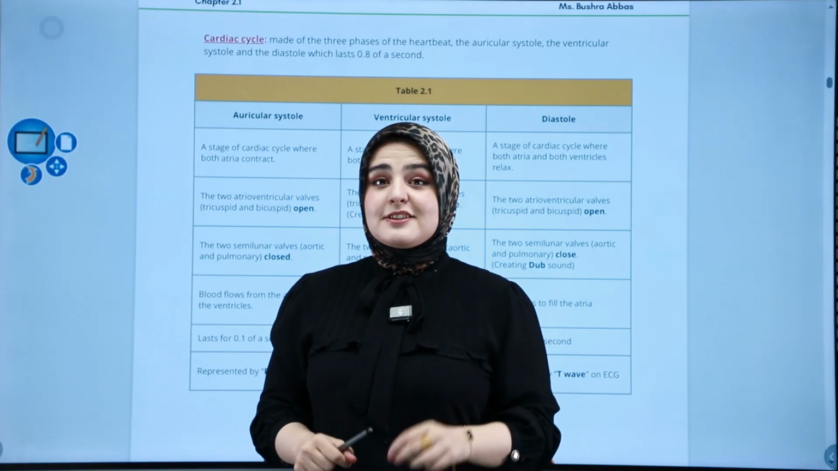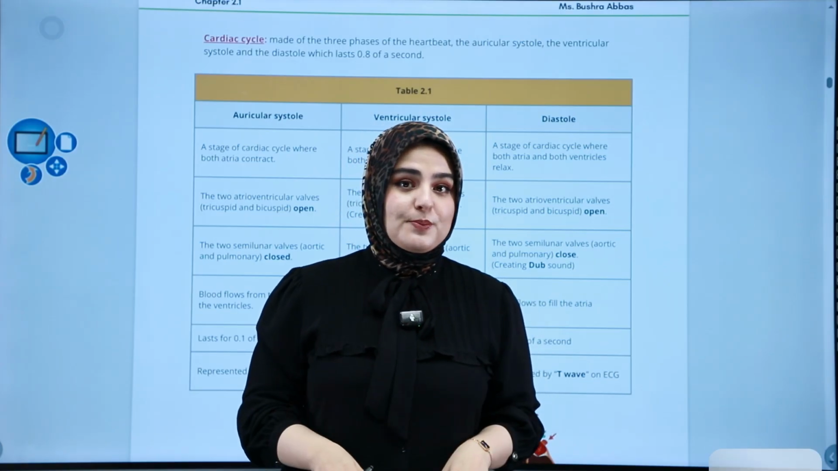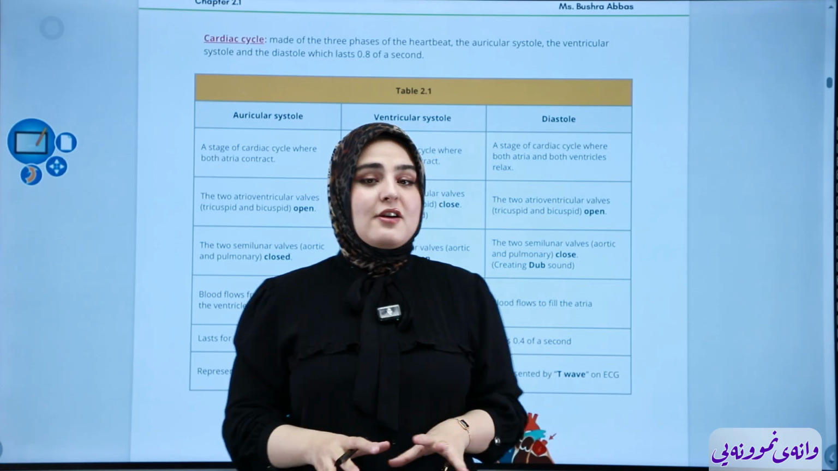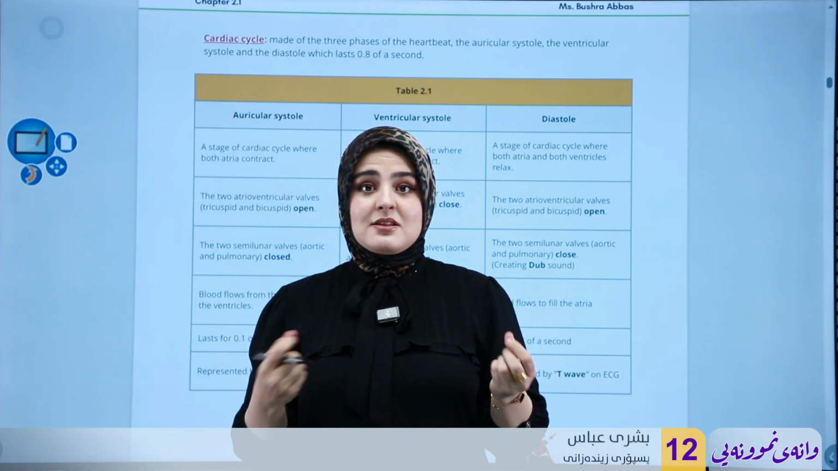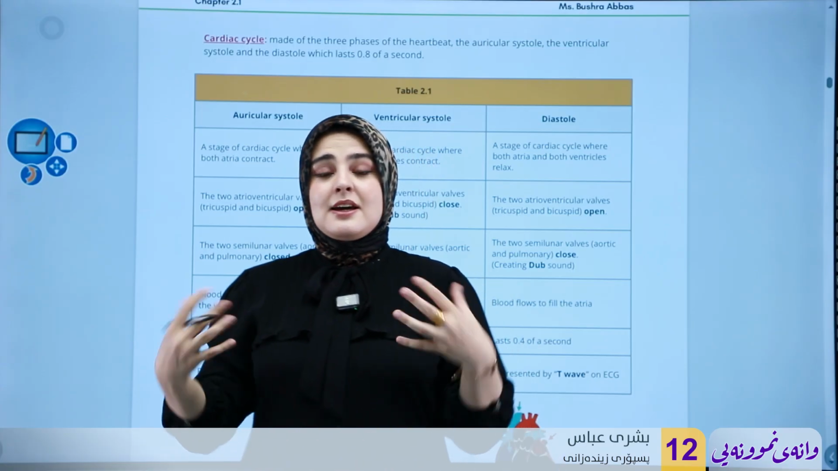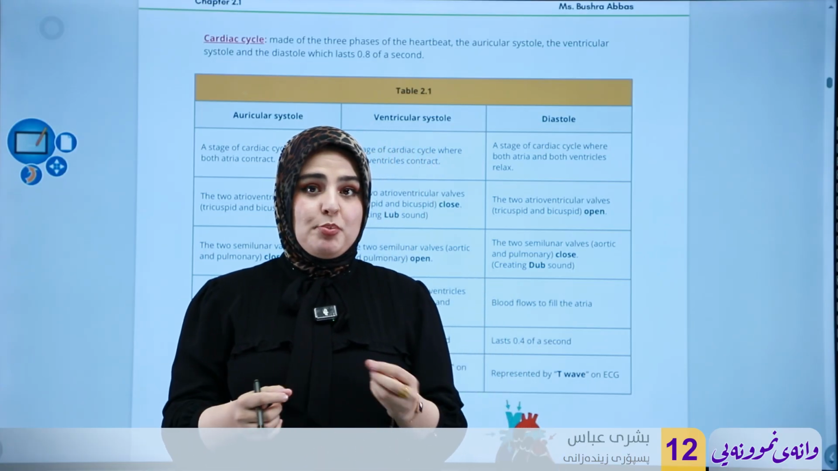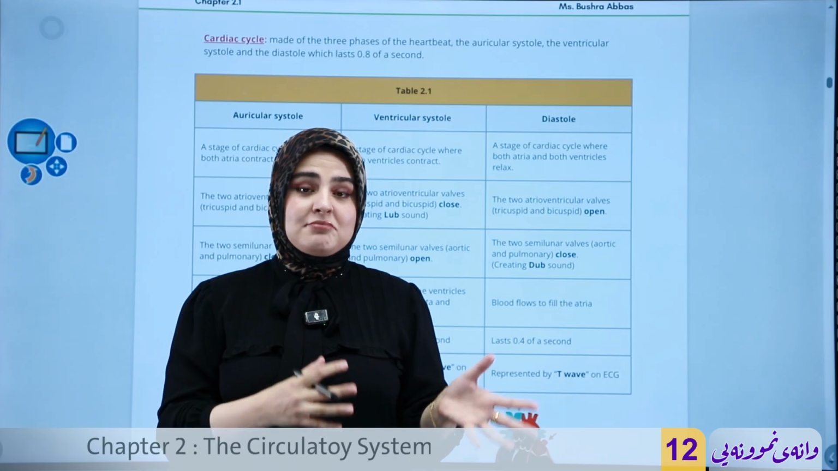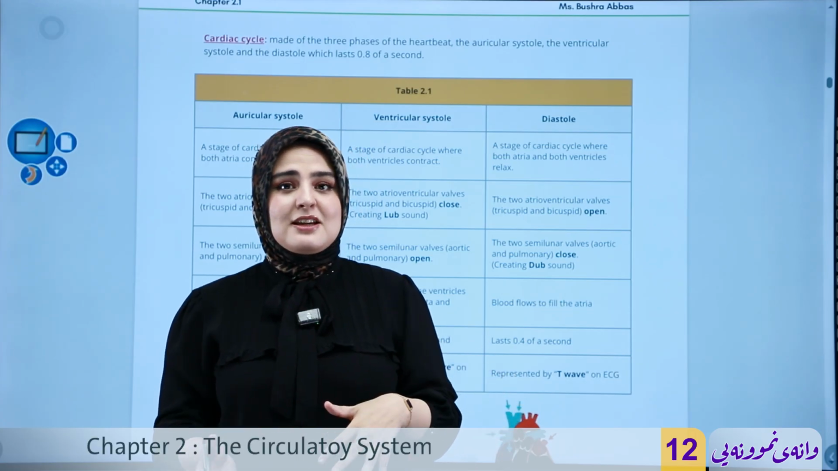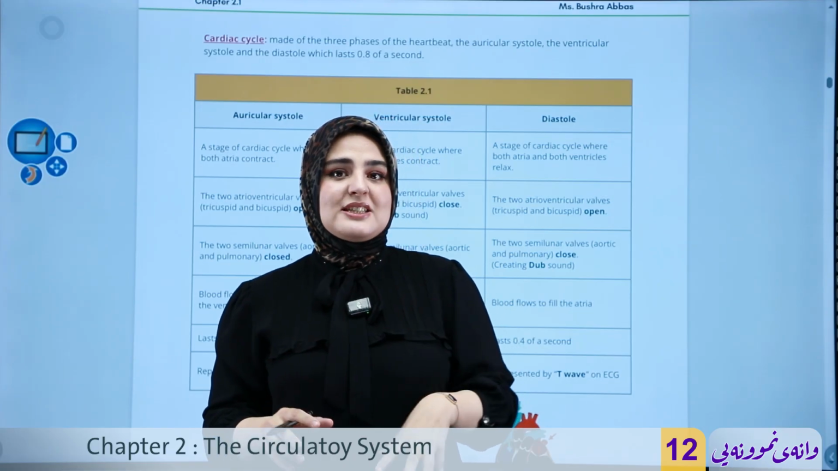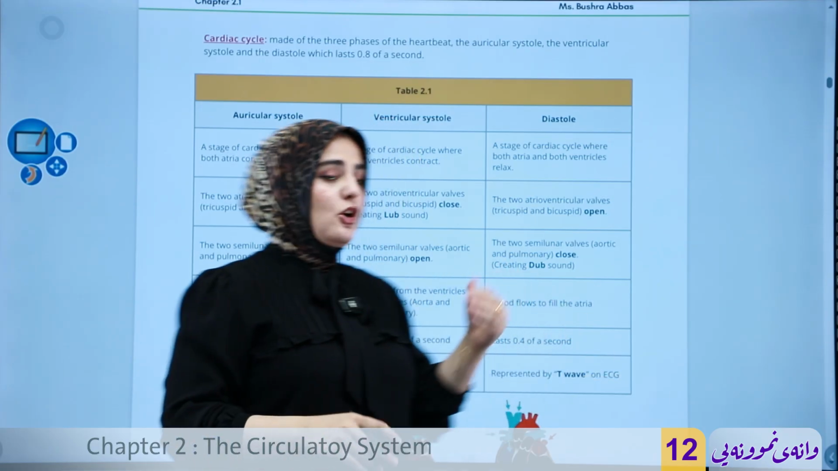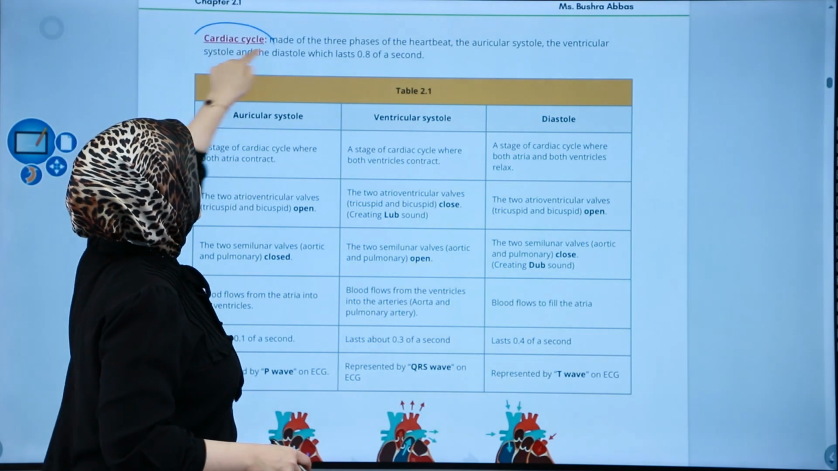Today is our third lesson for section 1 of chapter 2. So we're going to talk about the cardiac cycle. We learned about how the heart is working, beating and contracting, and how the electrical impulses work from the AV node and the SA node. Now, today we're going to talk about how each beat has phases, and we call it together the cardiac cycle.